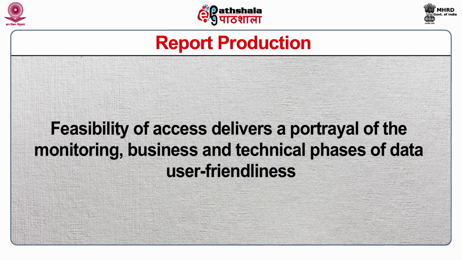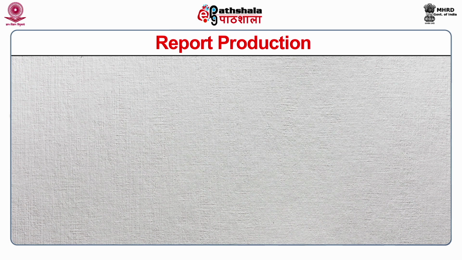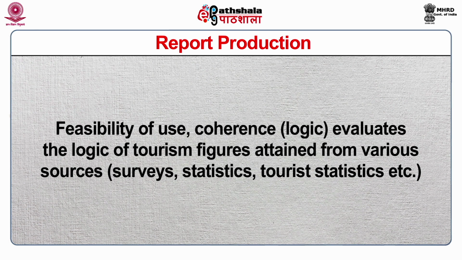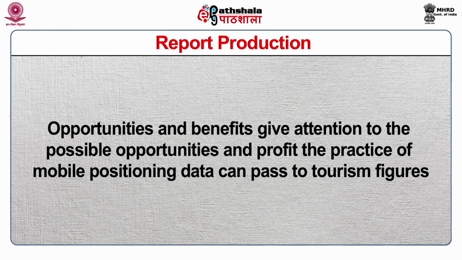Number 2. Feasibility of access. It delivers a portrayal of the monitoring, business and technical phases of data availability. Number 3. Feasibility of use methodology issues. They deliver a technique for the creation of tourism statistics by means of data. 4. Feasibility of use coherence. It evaluates the logic of tourism figures obtained from various sources like surveys, statistics, tourist statistics, etc. Number 5. Opportunities and benefits. They give attention to the possible opportunities and profits the use of mobile positioning data can bring to tourism figures.